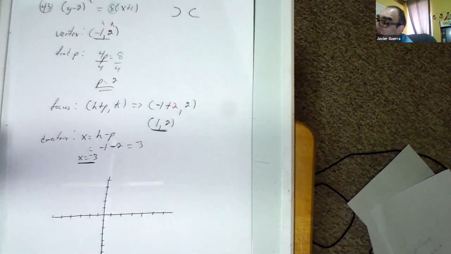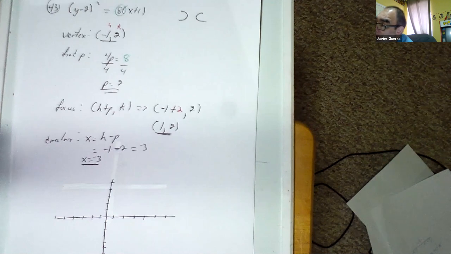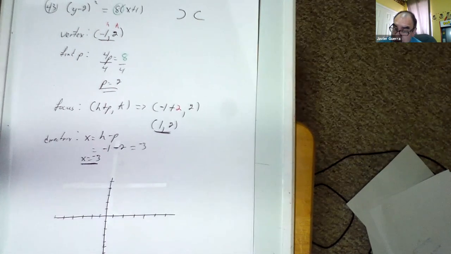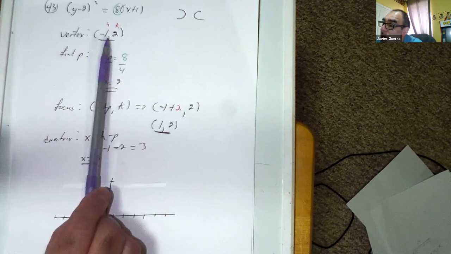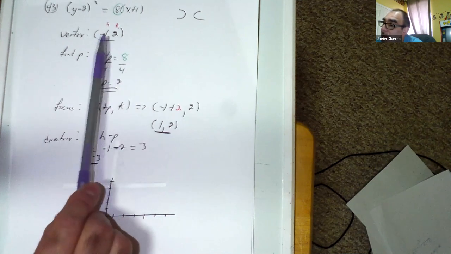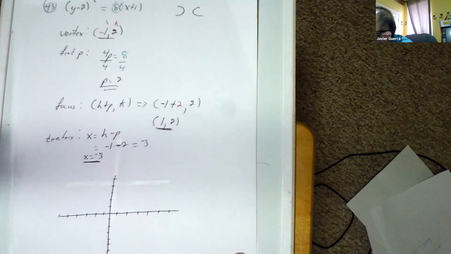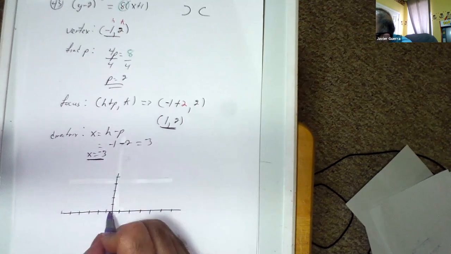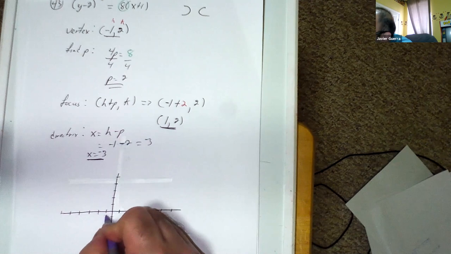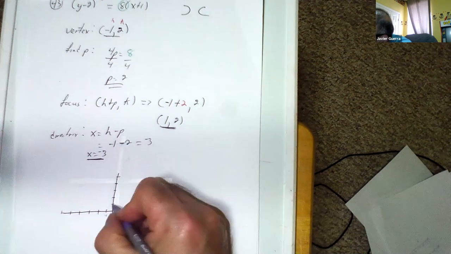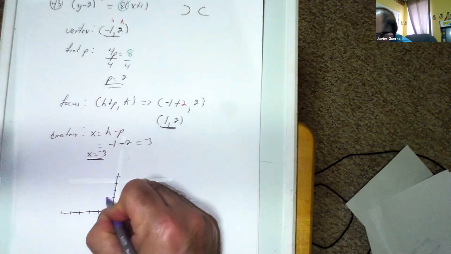Okay, so let's plot the vertex. So negative 1 and 2. I had a student in my calculus class who was having trouble plotting points, and it happens. When you plot a point, for the first number you go right or left, and for the second number you go up or down. Anyways, negative 1, and 2 up. So it should be here. There is my vertex.